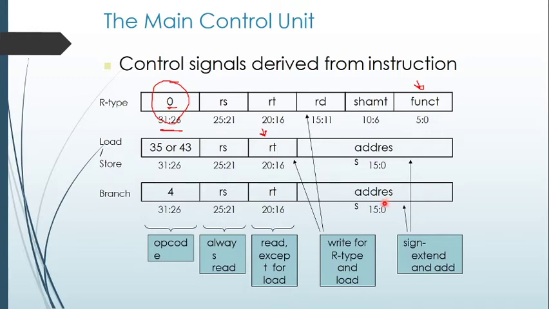For R type instruction, the destination is RD, and for load word instruction, the destination is RT. So RS is always a read register, RT is mostly read, except in the load instruction where RT is the destination.